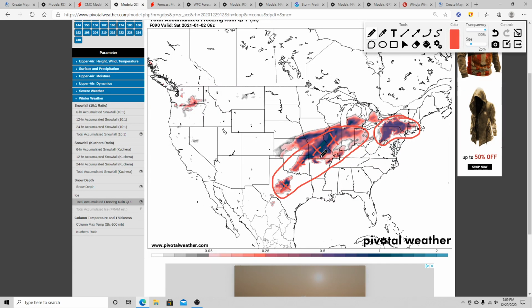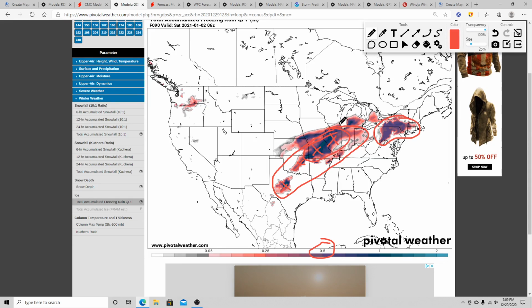But again, likely these ice amounts will be overdone. I think it's going to be as high as at least a half an inch of ice. There could be some isolated areas I can see higher amounts, especially if you're going to be in the freezing rain most of the time. But generally, most of these regions here will eventually change over to rain.